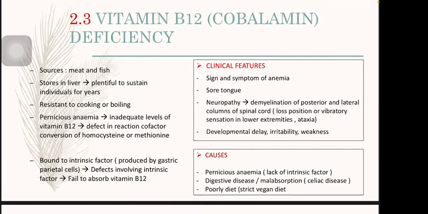The causes of vitamin B12 deficiency are mainly pernicious anemia, which is lack of intrinsic factor, digestive disease or malabsorption such as celiac disease, and also poor diet. As we all know, the main source of vitamin B12 is meat and fish, so poor diet refers to a strict vegan diet.